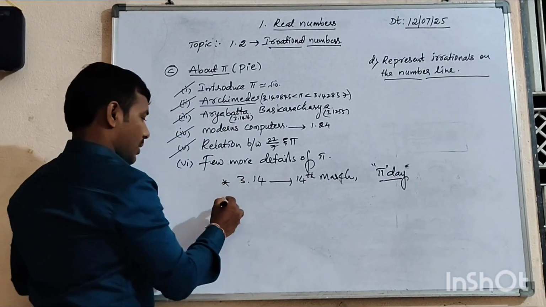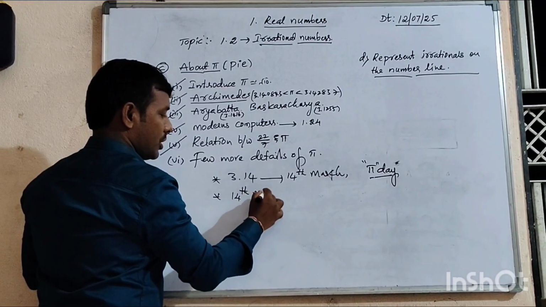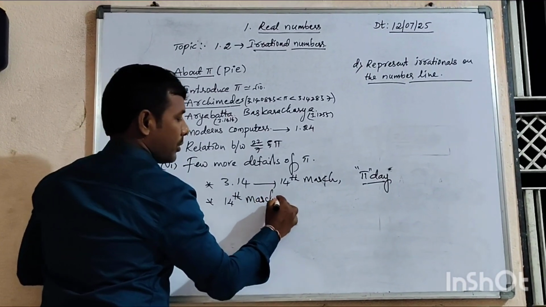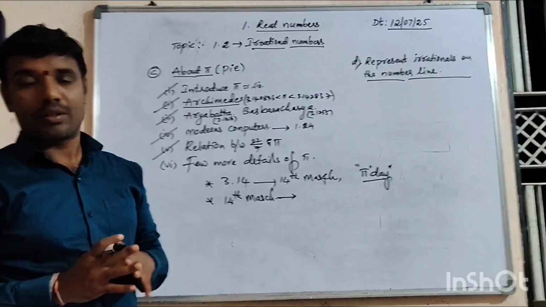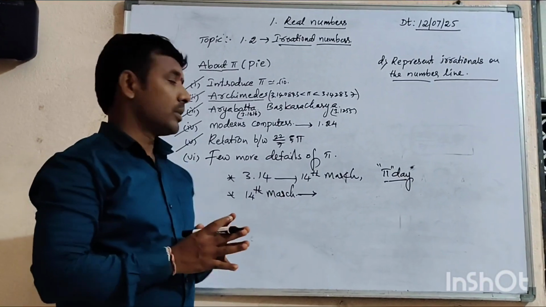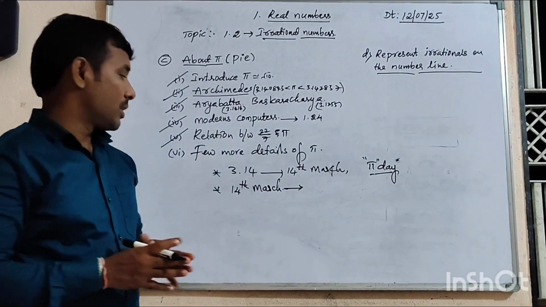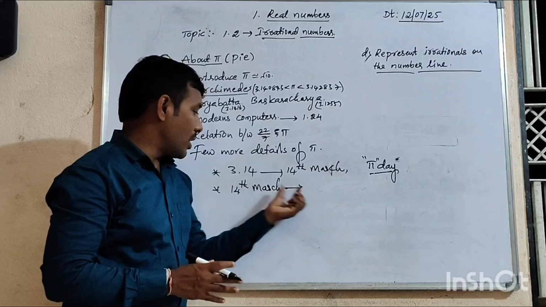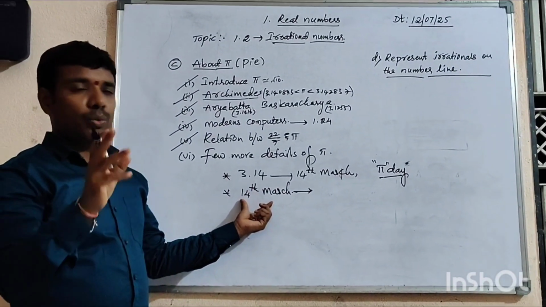But on that particular date, 14th March, one of the famous physics scientists, his name is Albert Einstein, his birthday is also on that particular day. These 2 points are very important.